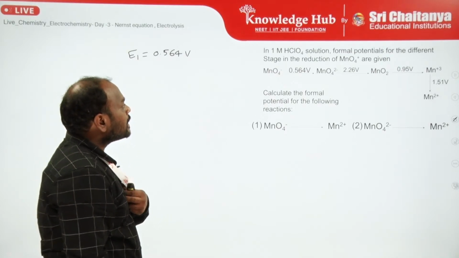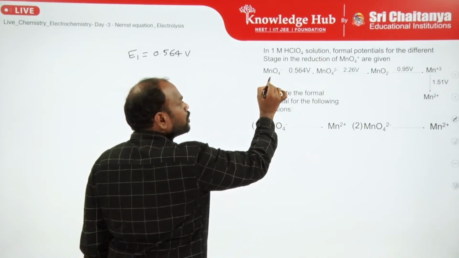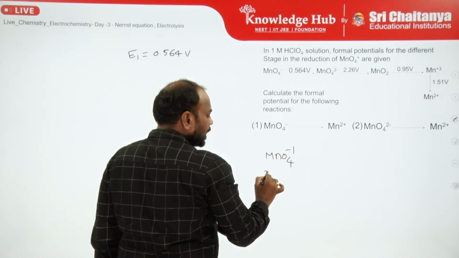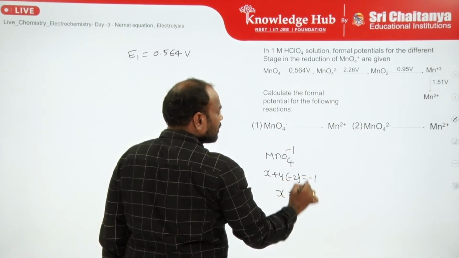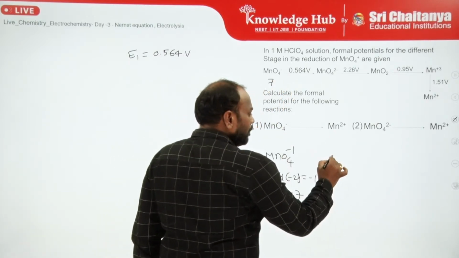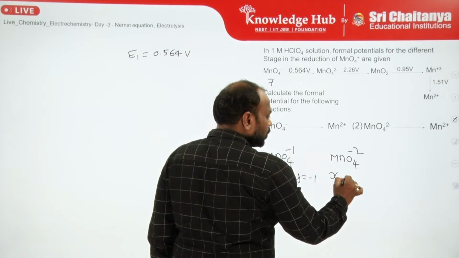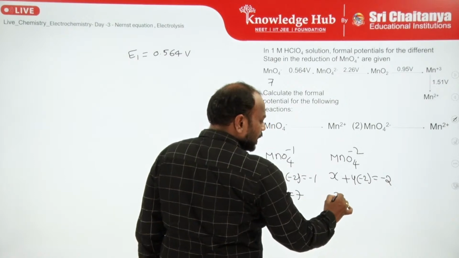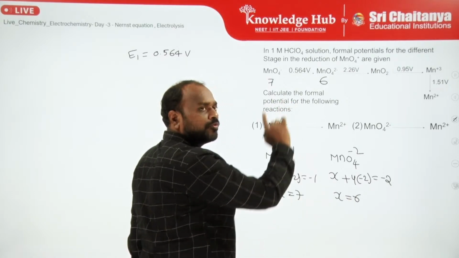See how many electrons are transferred from here to here. To understand this, calculate the oxidation number. The oxidation number of manganese in MnO4 minus, I think all of you know: X plus 4 of minus 2 equals minus 1, so X equals 7. The oxidation number is 7 for MnO4 minus 1. For MnO4 minus 2: manganese X, we don't know, plus 4 of each oxygen minus 2 equals minus 2, so X equals 6. So the oxidation number here is 6 in MnO4 minus 2.